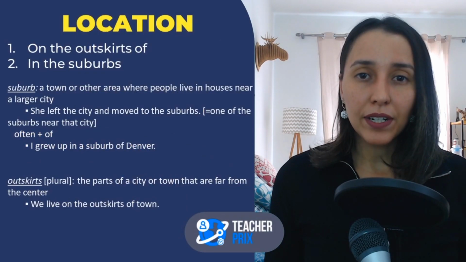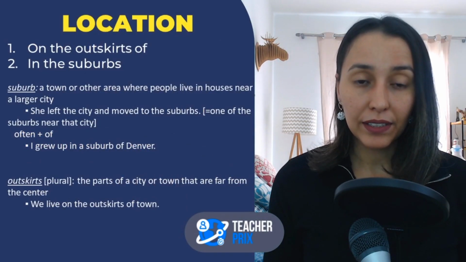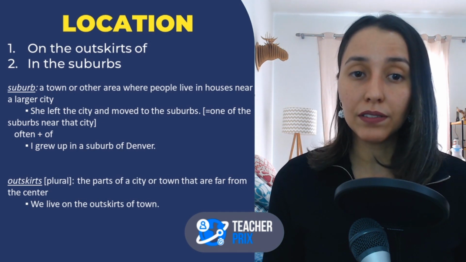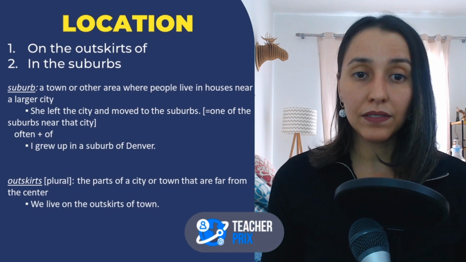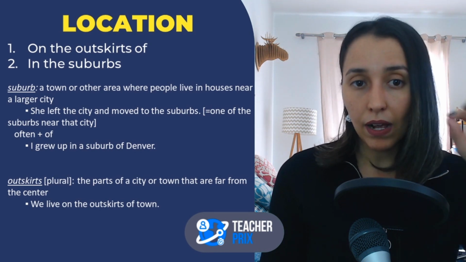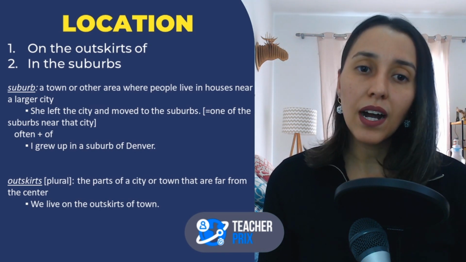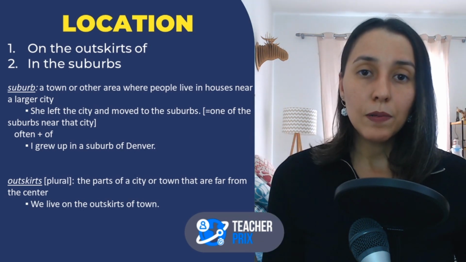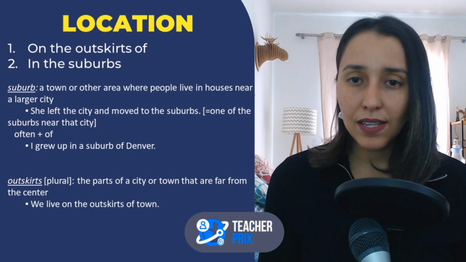Now, the first thing we're gonna talk about is location. Here I have a few locations to describe the place where you live. Now here in the first one we have on the outskirt or outskirts, on the outskirt of, or in the suburbs. They are a little bit different, okay? Depending on the website, they may say they're the same, but they're not.